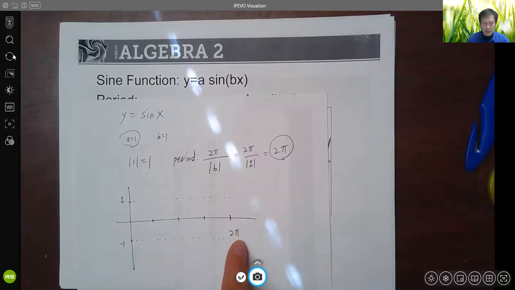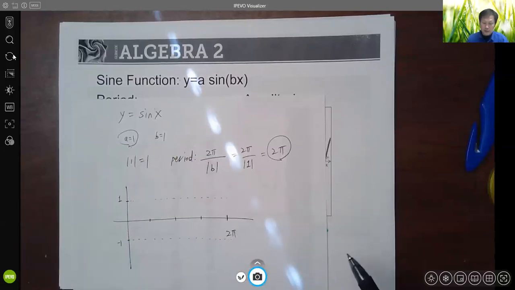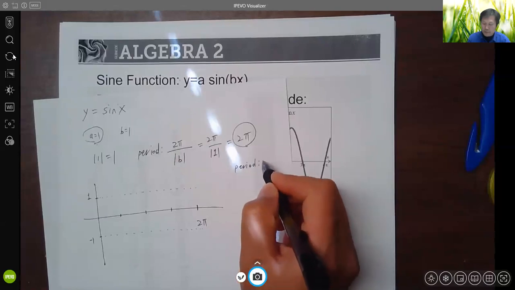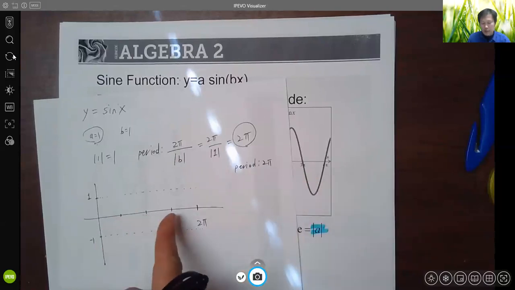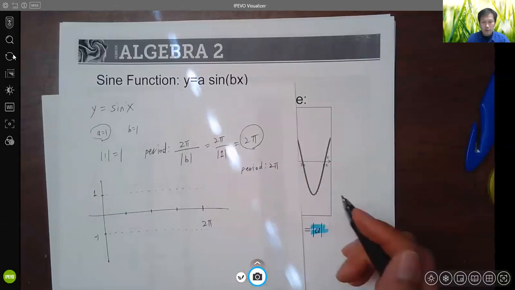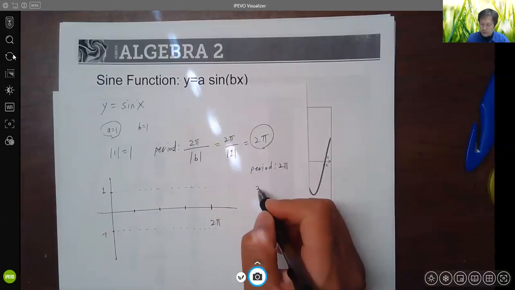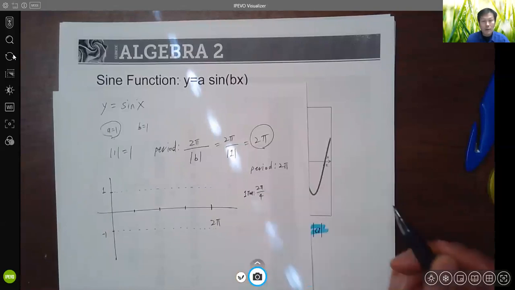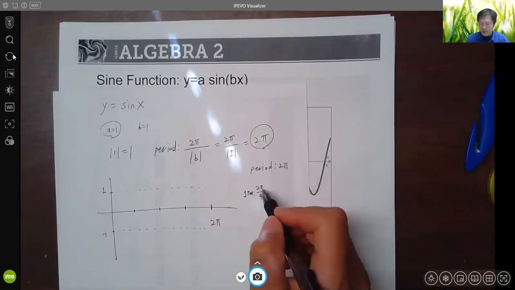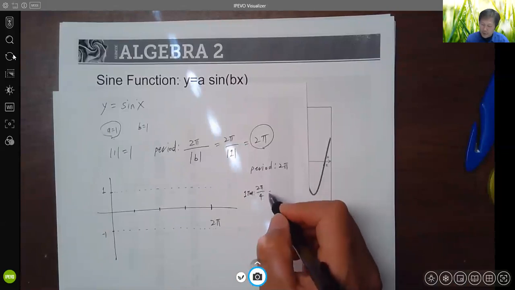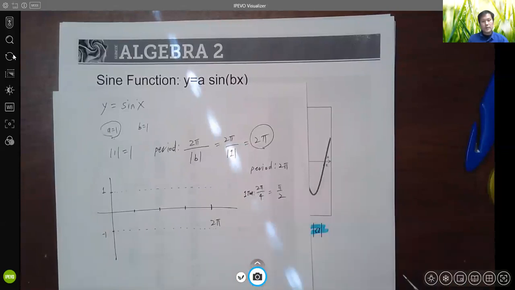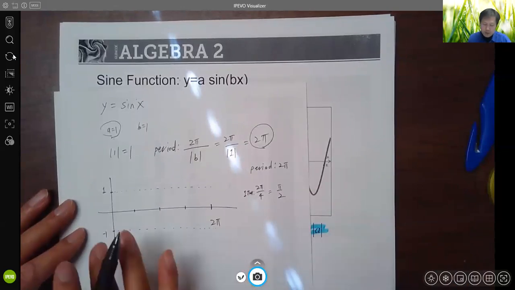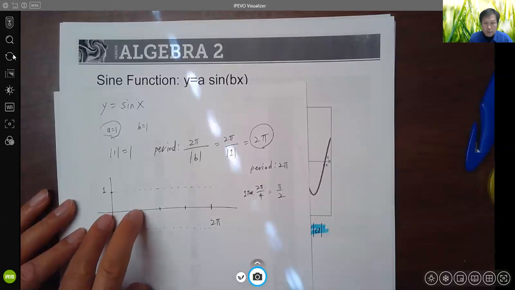Well, that's a 2 pi. We are cutting that into 4 pieces. So with the period being 2 pi, to get one tick mark, you need to divide period by 4. So it'll be 2 pi divided by 4. One tick mark, you divide period by 4, it will be pi over 2. So it's very important for you to understand pi over 2 is the length of one tick mark.